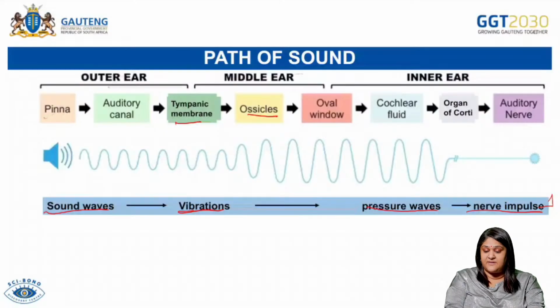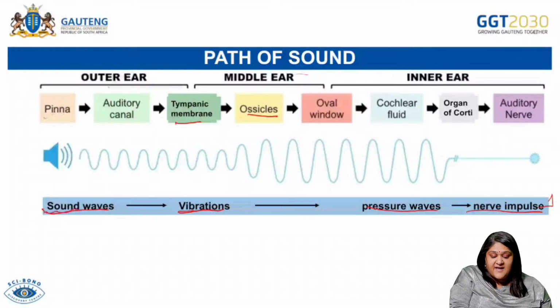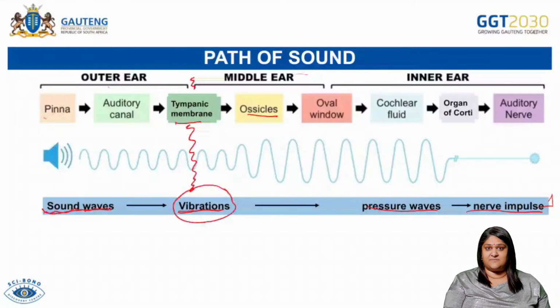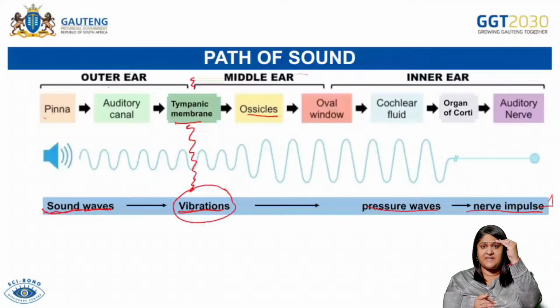Okay, we have the outer ear, middle ear, and the inner ear, right? Then we've got the pinna. What is picked up by the pinna? It's a sound wave. That sound wave is a sound wave until it reaches the tympanic membrane. When it reaches the tympanic membrane, it becomes a vibration. It hits the tympanic membrane, the tympanic membrane vibrates. It becomes a vibration. That stimulus is now a vibration.